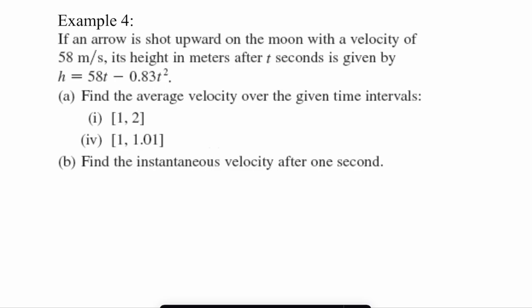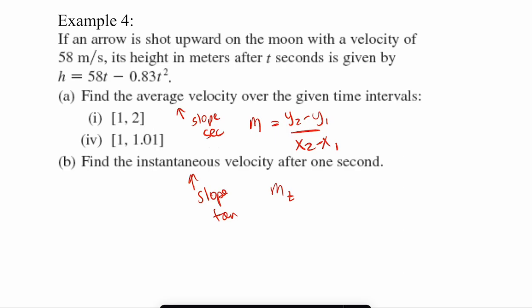Now remember, an average velocity, that is a slope of a secant, which is just our normal slope formula, y2 minus y1 over x2 minus x1. And instantaneous velocity is a slope of a tangent. So we have to get super close to our point. So we're going to do f of x minus f of a over x minus a. Okay. Now let's start with a here.